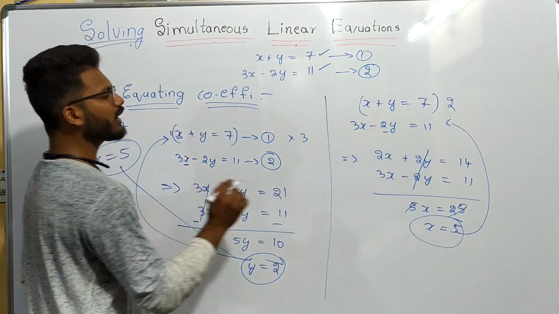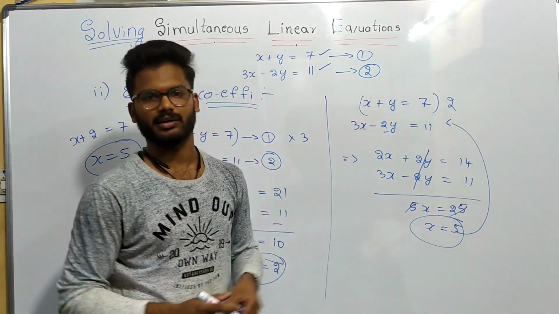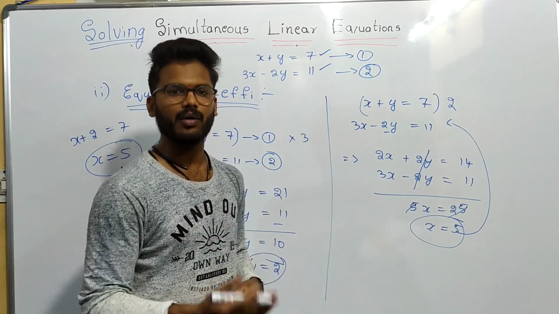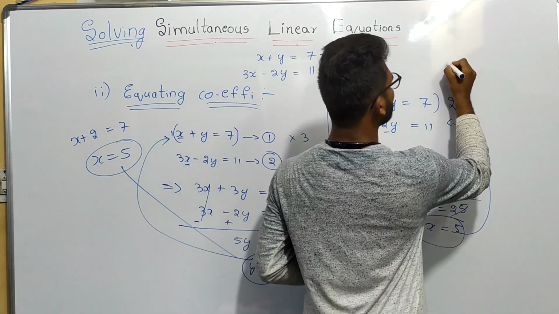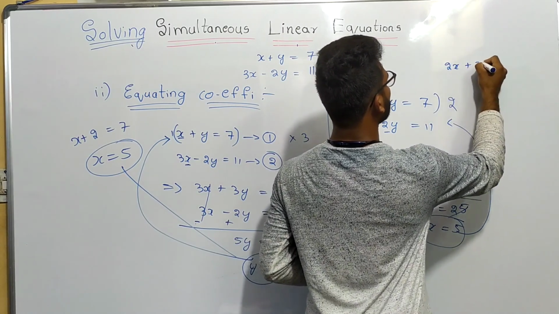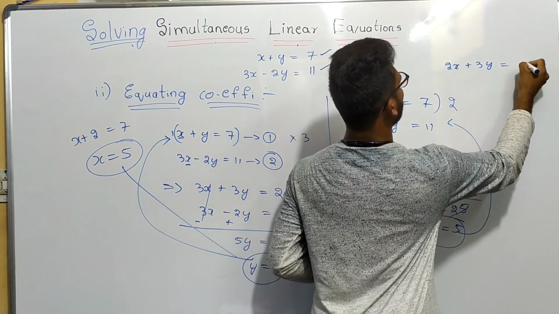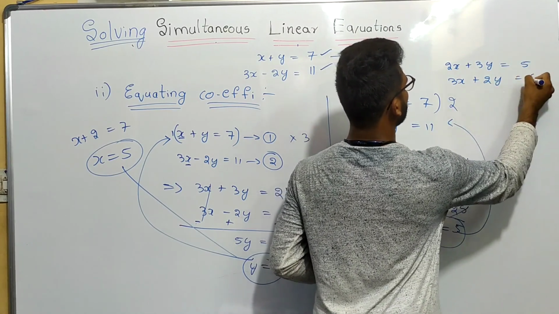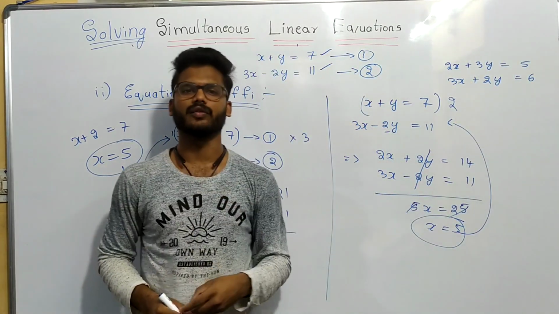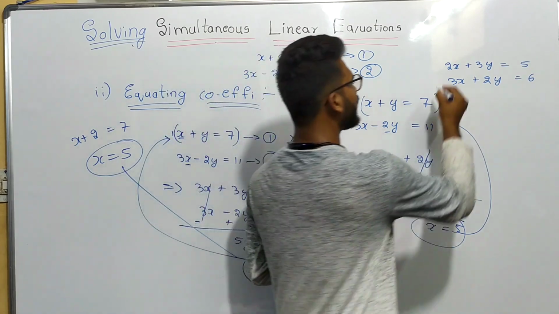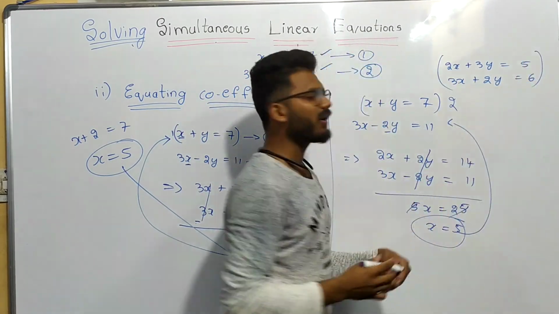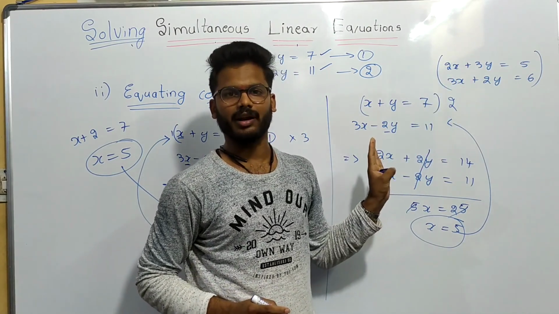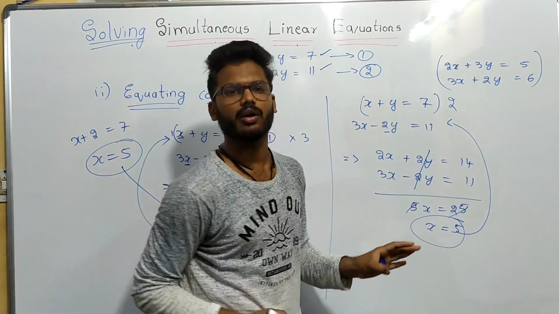But this is a very simple equation. If they give a somewhat tougher problem, what do you have to do? See here, suppose it is like this: 2x plus 3y is equal to 5 and 3x plus 2y is equal to 6. Now I want to equate the coefficient. How can you equate? When you have this type of equations, no variable has one as its coefficient. So what do you have to do?